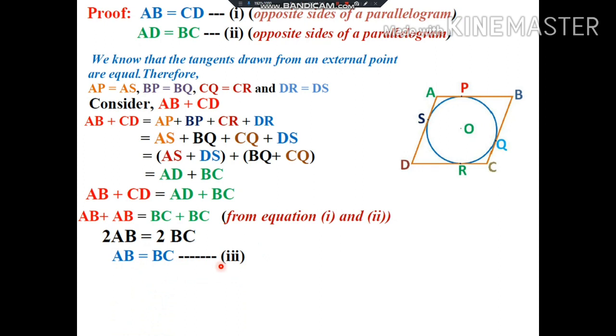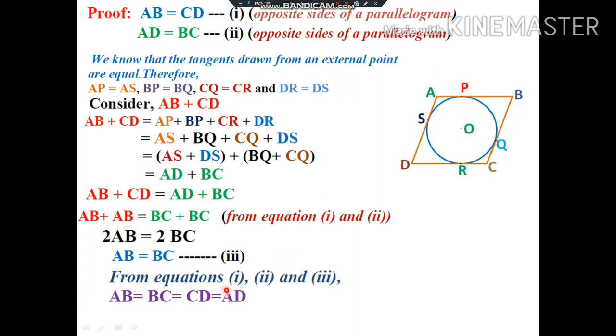Dear children, there is one more equation, equation 3. Equation 1 is AB is equal to CD. Equation 2 is AD is equal to BC. Equation 3 is AB is equal to BC. Opposite sides AB and DC are equal. Here, we were given that opposite sides are equal. Now we have proved adjacent sides are also equal. So AB is equal to BC.